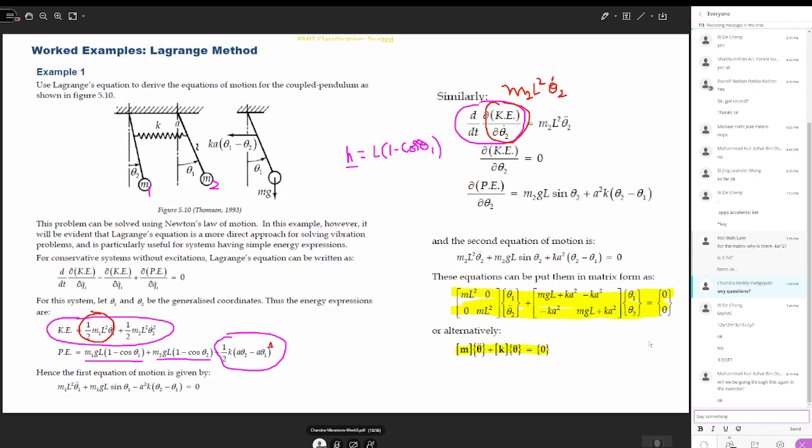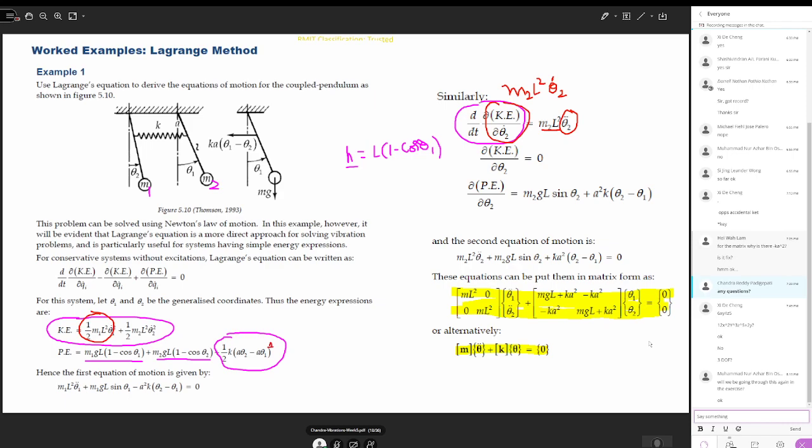Now, for this partial derivative, you are taking the differentiation with respect to time. So m2 L square will be constant. Then this theta 2 dot, if you differentiate with respect to time, becomes theta 2 double dot.